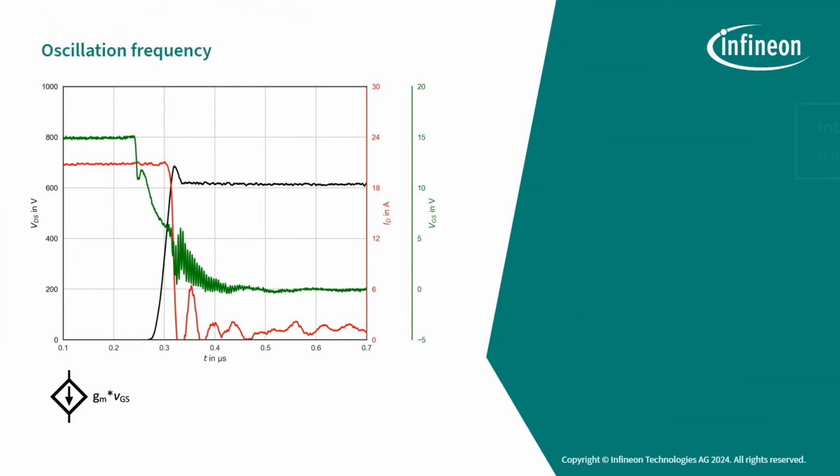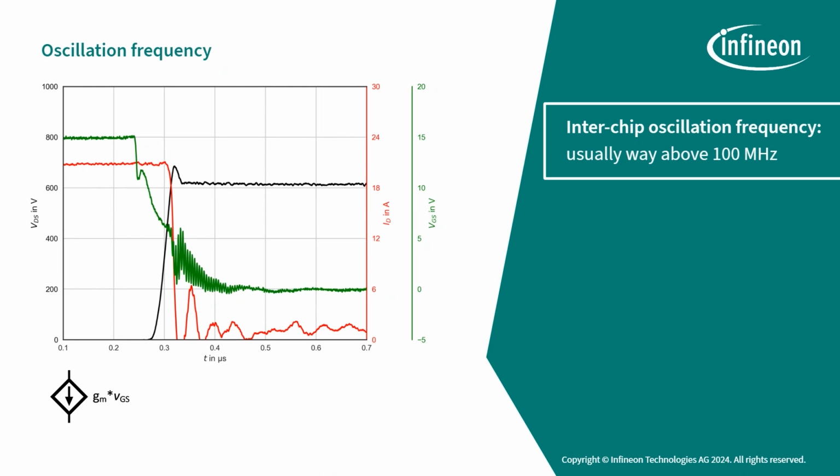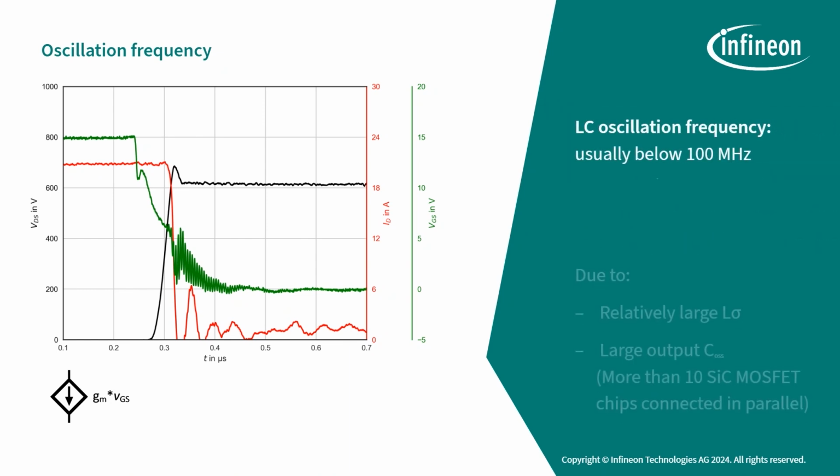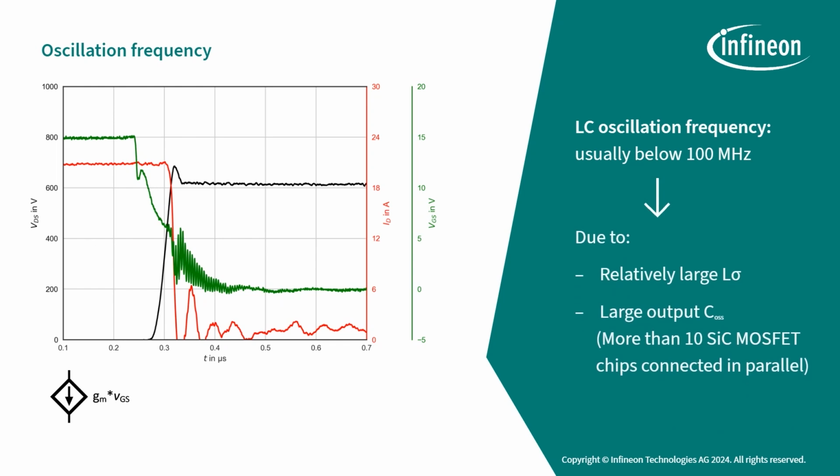This frequency of the inter-chip oscillation is usually way above 100 MHz due to the small inductance and capacitance in the loop with several chips in parallel. However, LC oscillation has an oscillation frequency usually below 100 MHz due to the relatively large stray inductance L sigma and large output capacitance COSS when more than 10 SiC MOSFET chips are connected in parallel.